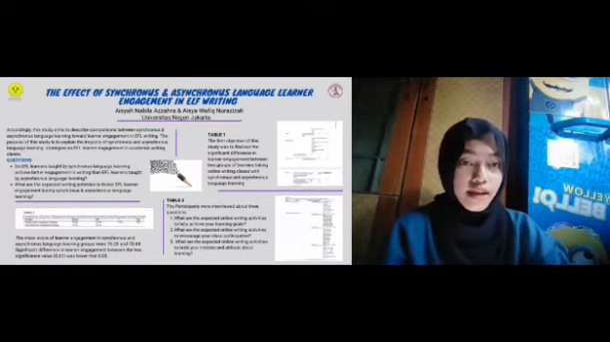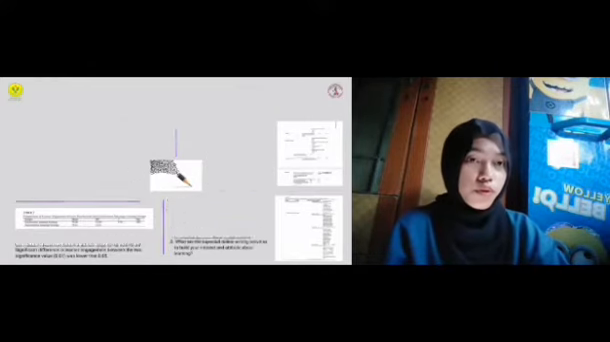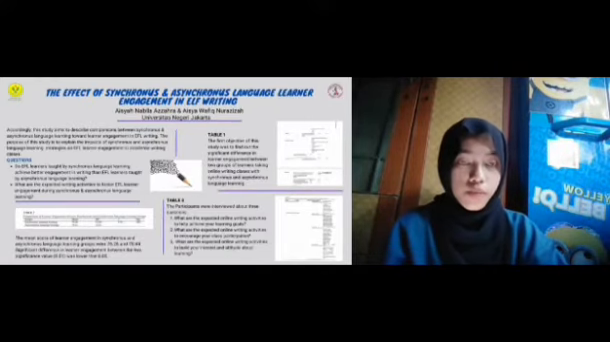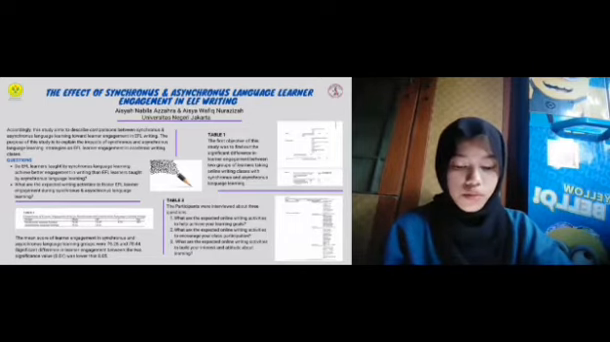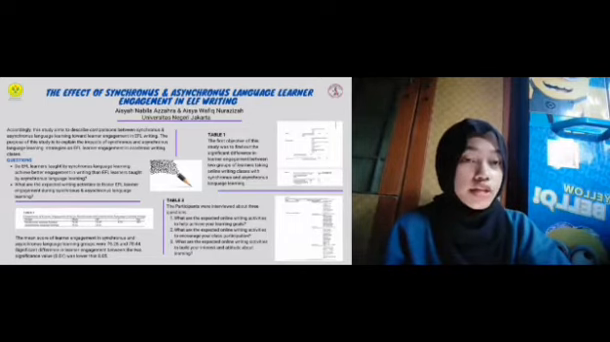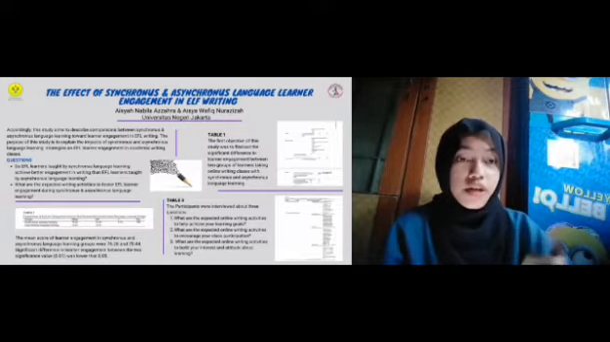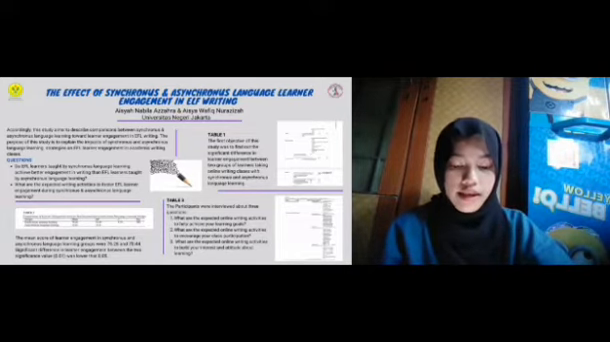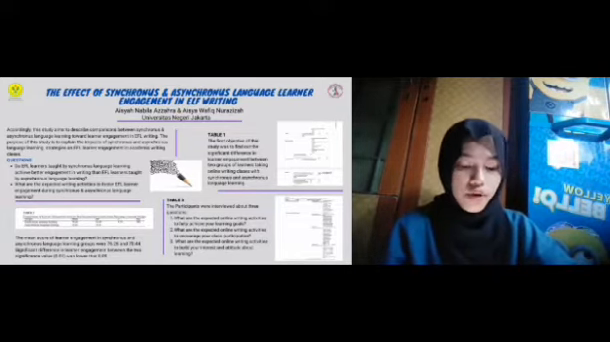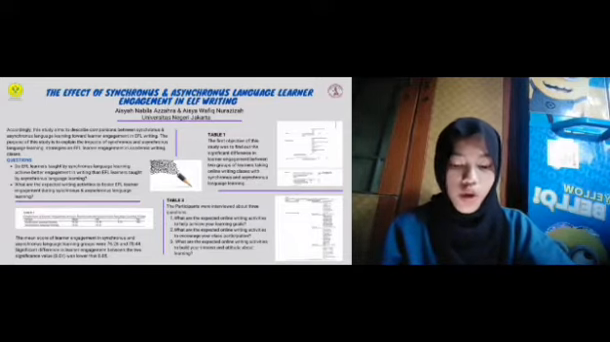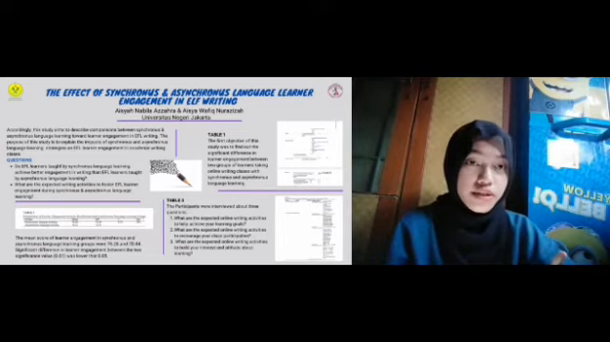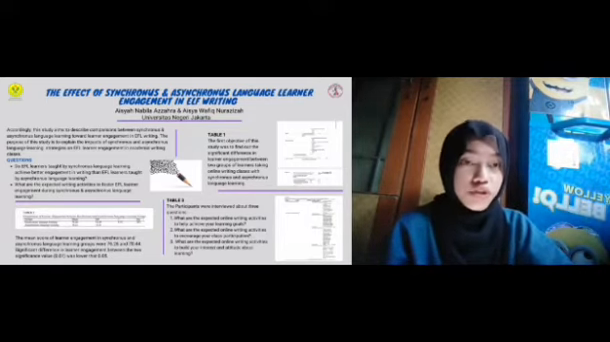The present study aims to answer the following questions, as you can see on the poster. Do EFL learners taught by synchronous language learning achieve better engagement in writing than EFL learners taught by asynchronous language learning? And what are expected writing activities to foster EFL learner engagement during synchronous and asynchronous language learning?